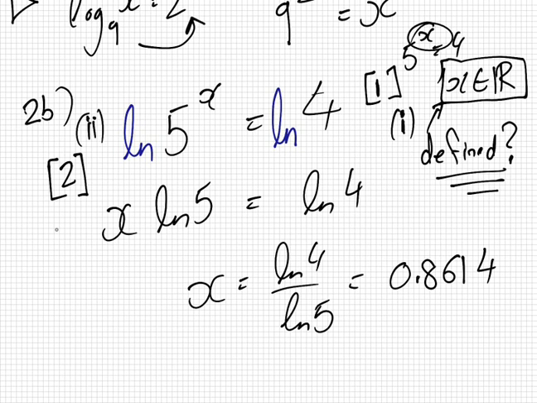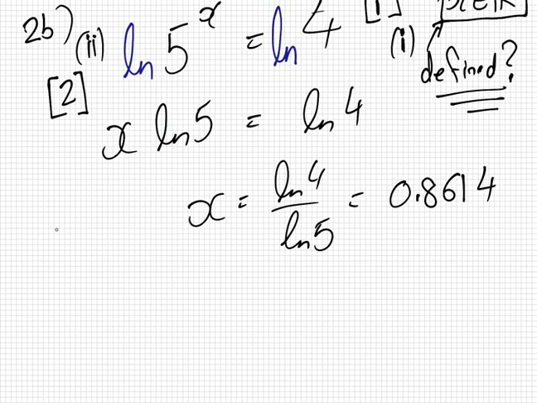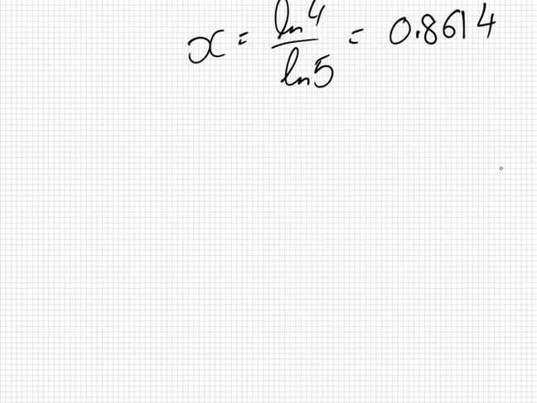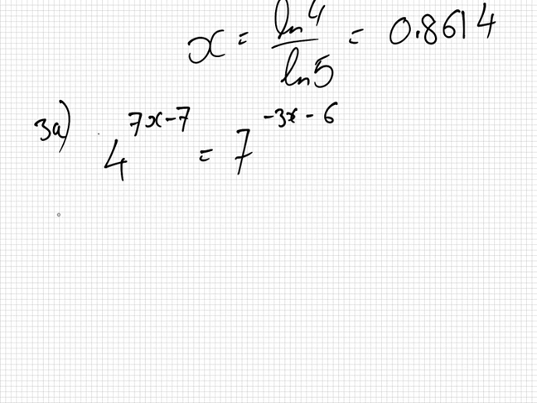Number 3 now. Okay, it looks very similar. It's just a bit longer. 4 power 7x minus 7 equals 7 power minus 3x minus 6. Same idea as the last question. You put log on both sides.